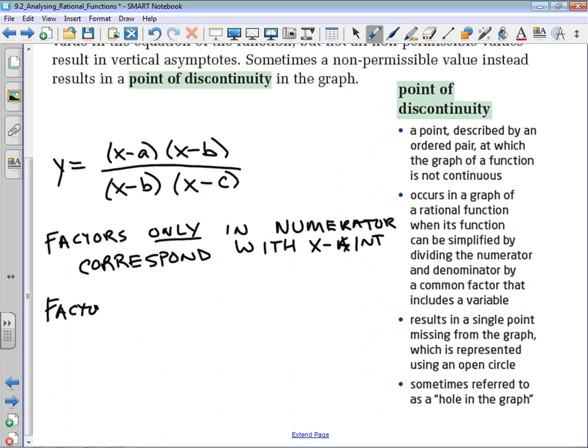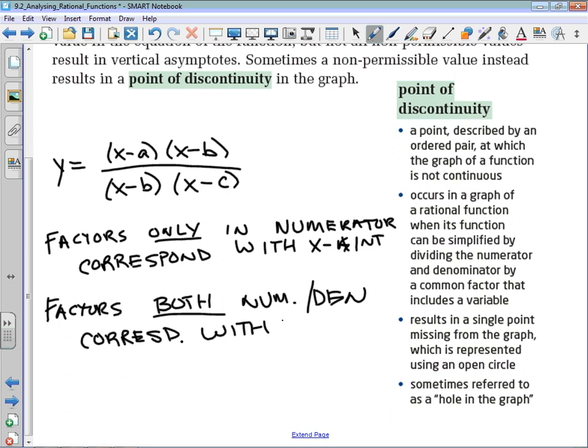Any factors that are in both the numerator and denominator, they are going to correspond with what we call points of discontinuity. And that's really the new one, or the biggest new one. Discontinuity. That's the biggest kind of new concept in 9.2. And sometimes points of discontinuity are called a gap in the graph or a hole in the graph. And it's really the idea that only one value of x doesn't work, but everything near it is fine.